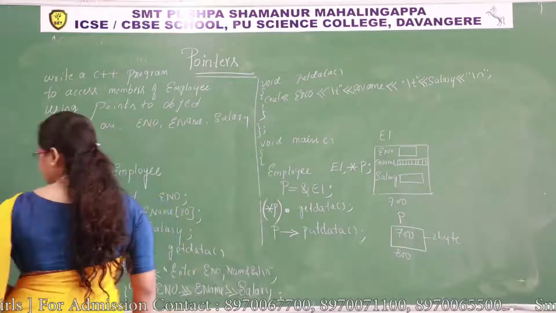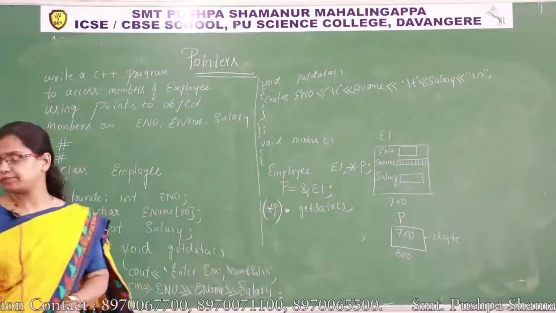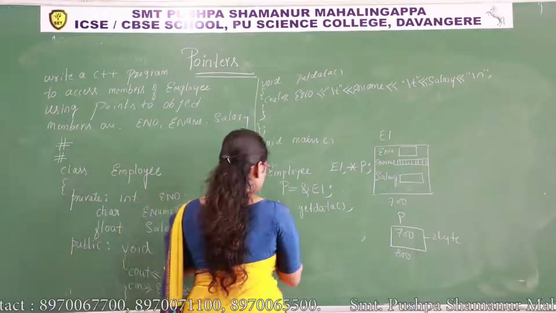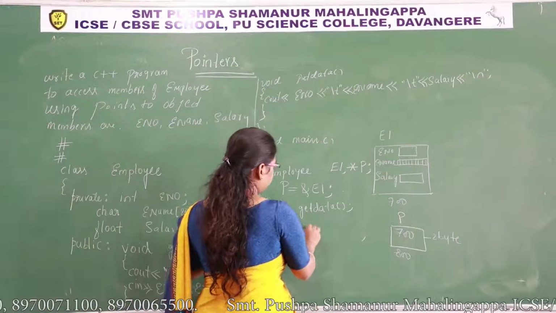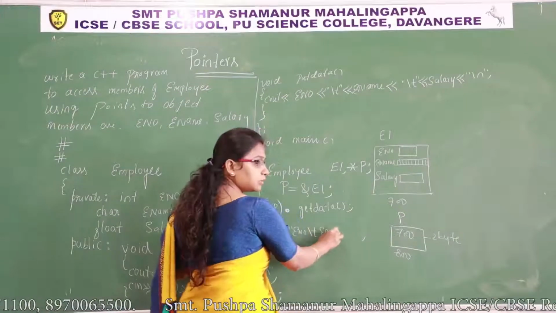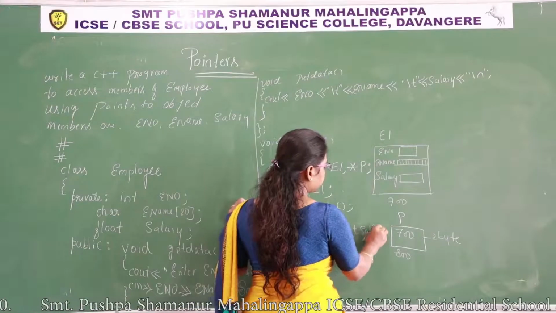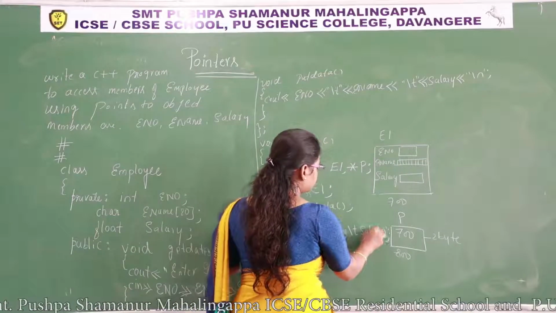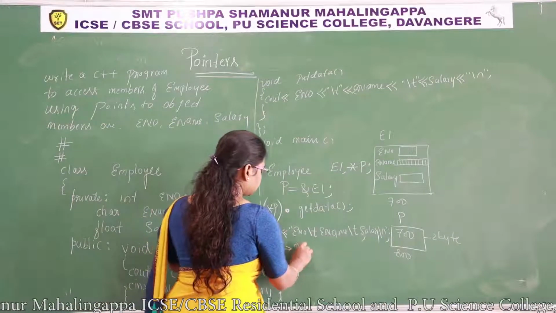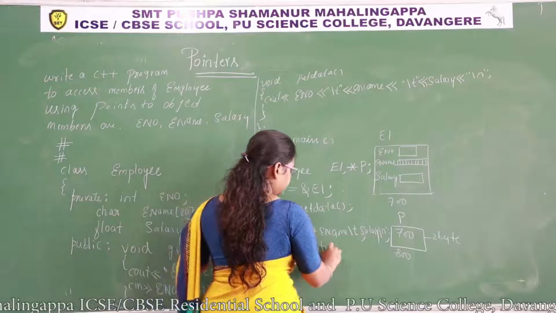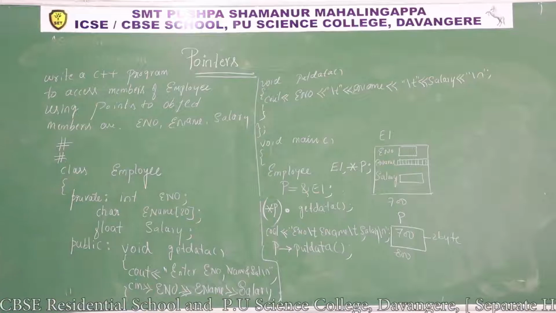Before going to display, let us write a heading here, because I have written in a tabular format there. Cout insertion employee number, \t, employee name, \t, and salary, \n, semicolon. Now p arrow put data. It displays the content of that memory location, that E1.